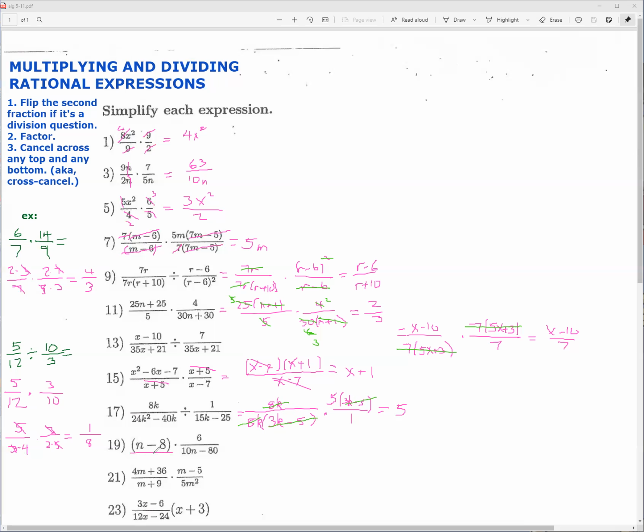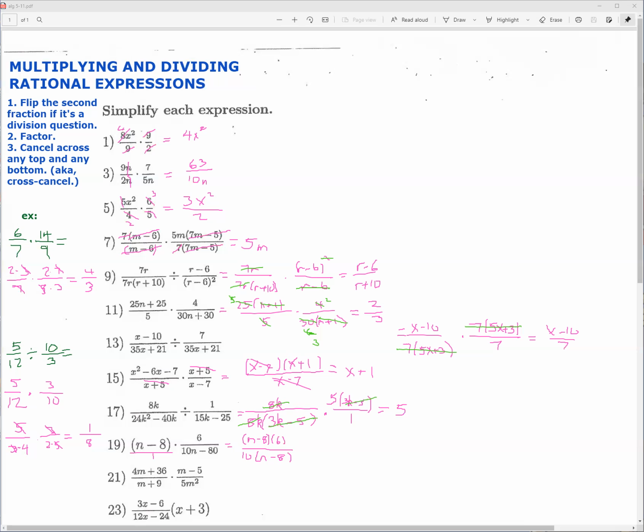And minus 8 over 1 times 6 over 10n minus 80. So n minus 8 times 6 over 10 n minus 8. Now you'll notice I wrote this as a single fraction. I did that once before in problem number 15 as well.